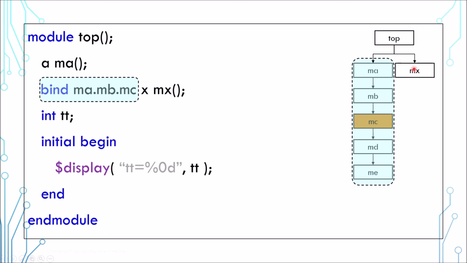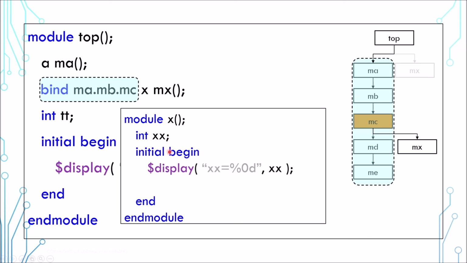This is the instantiation and this is the binding mechanism. It effectively puts MX as a child module under MC. MX cannot refer to variable CC directly, but it can use mc.cc. Note that module X is making assumption that module C instance is called MC. If module C instance is not called MC, this would not work.